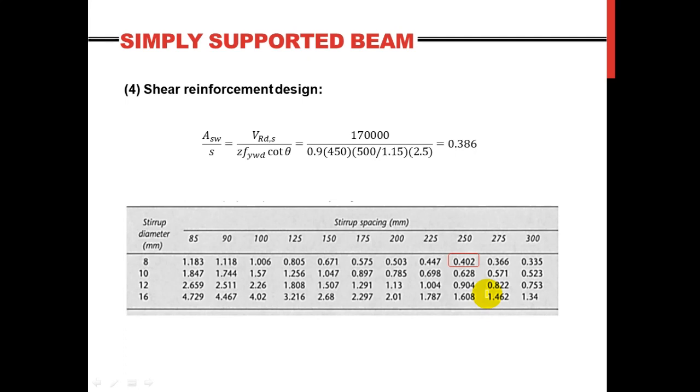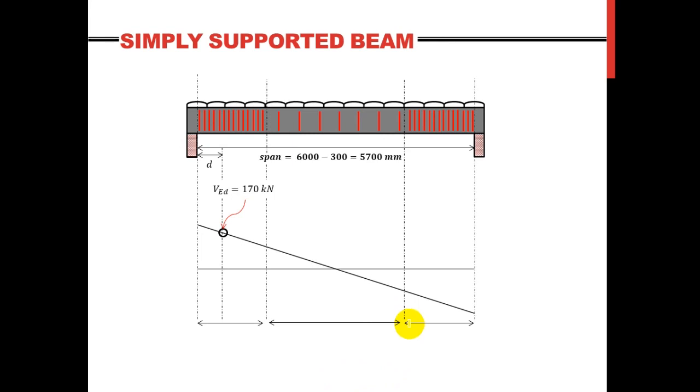0.386 suits the best with the 0.402. And always remember to take a number a bit more than the one you found. So 0.402 means I'm providing 8 millimeter stirrups with spacing center to center of 250 millimeter. Alright, let's jump to this figure for a better visualizing.